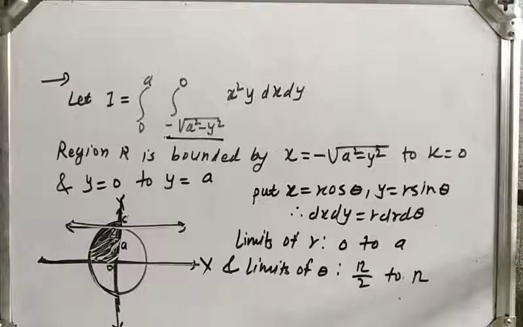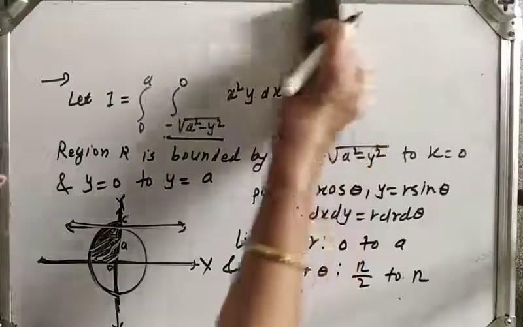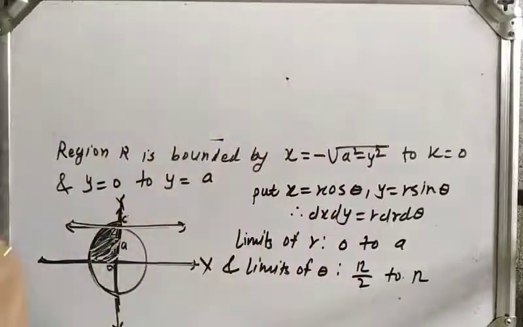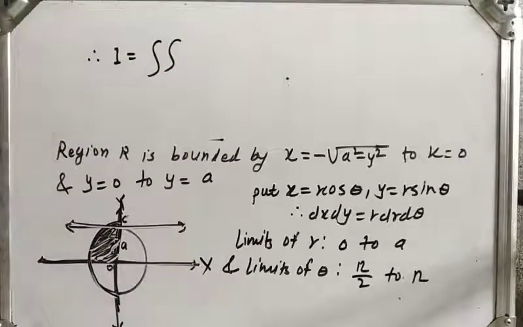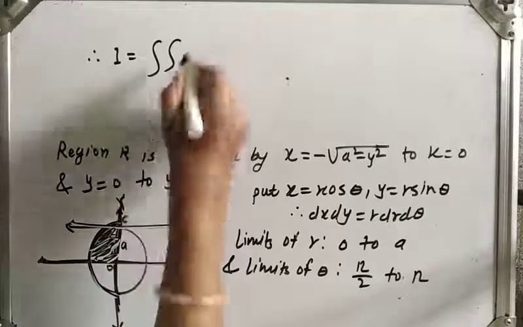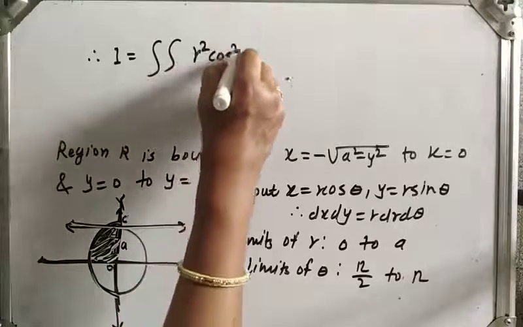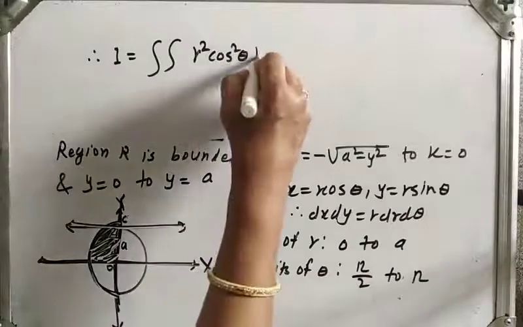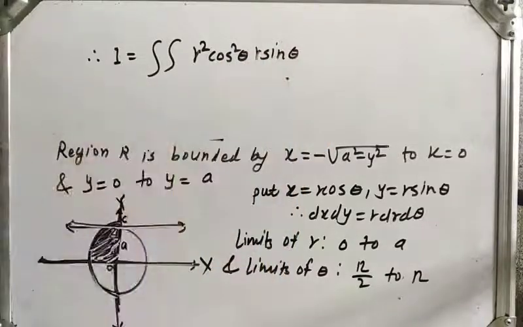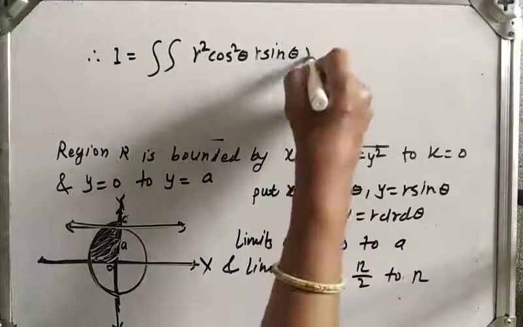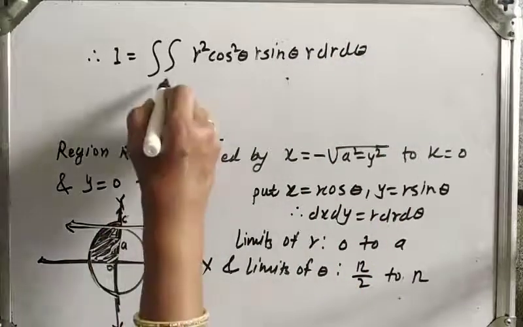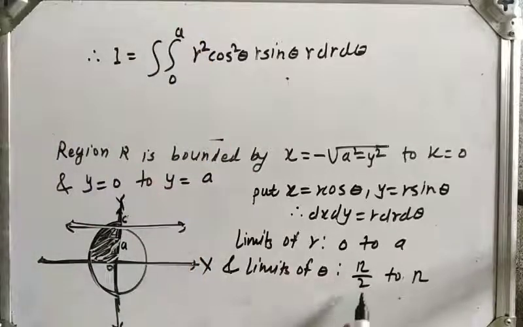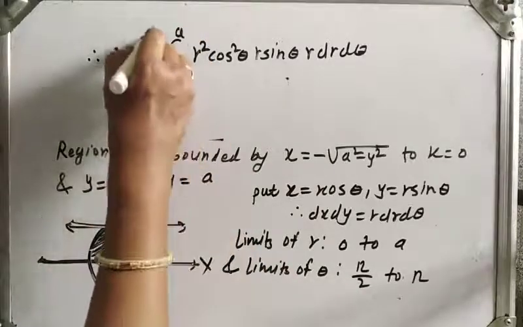Therefore, I is equal to the double integration. What is the given integrand? It is x square y. X is equal to r cos theta, so r square cos square theta. Y is r sin theta. Then dx dy means r dr d theta. R varies from 0 to a. Theta varies from pi by 2 to pi.